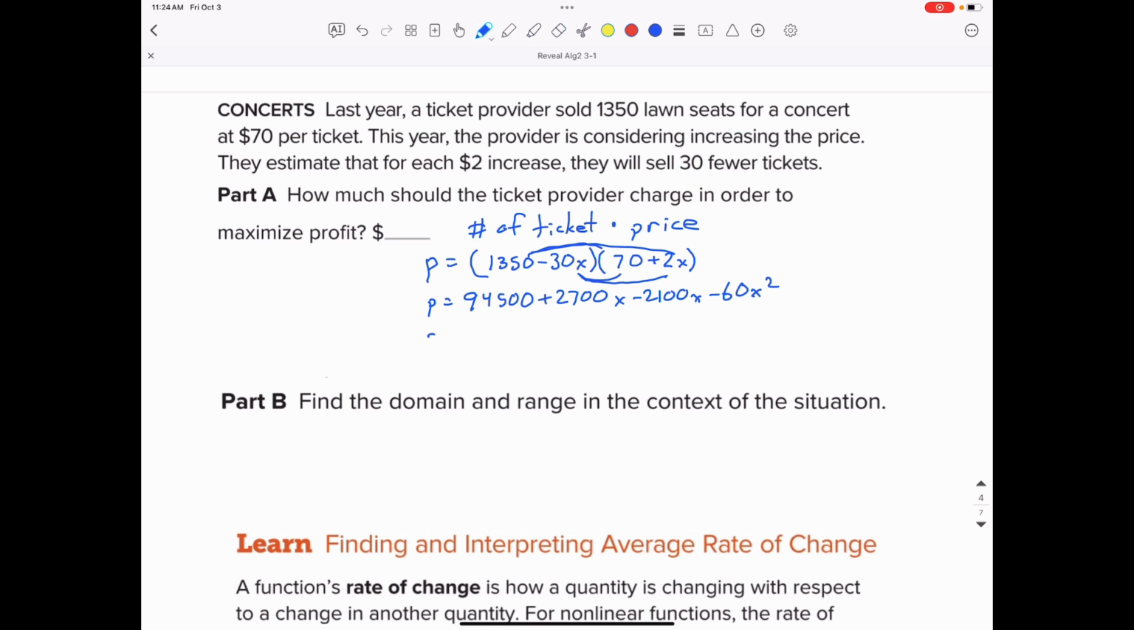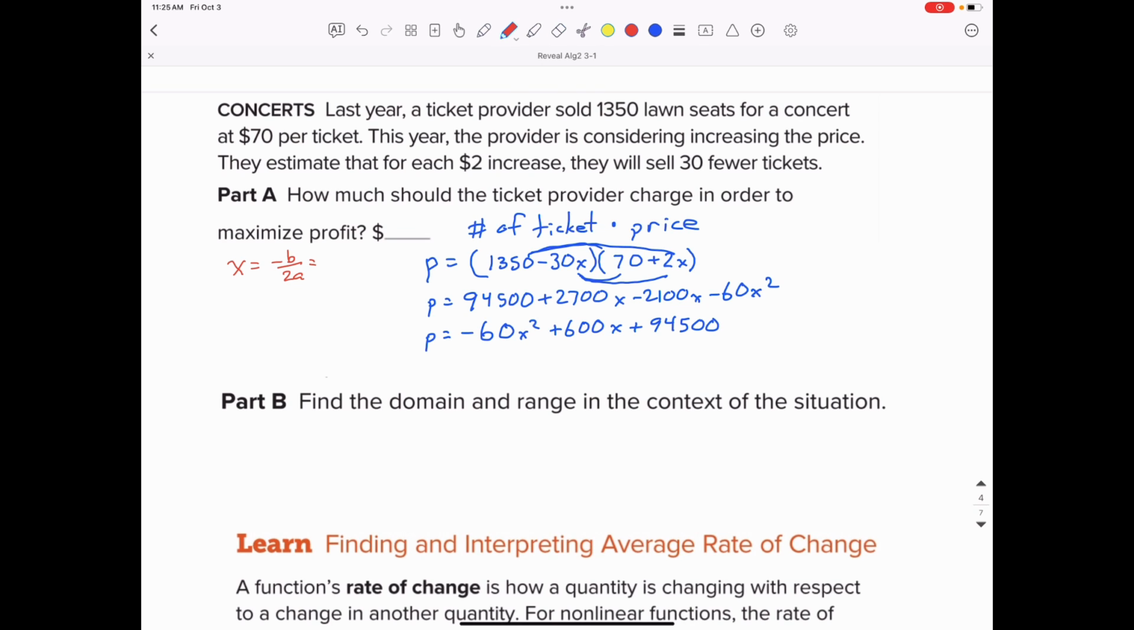And then we need to rewrite that in the standard form of a quadratic equation by putting it in descending order of exponents. So that would be negative 60x squared first. And then we combine 2,700x with negative 2,100x. That'll be positive 600x plus the constant 94,500. So in order to maximize profit, we need to figure out what x is at its maximum. So that means we're going to try to figure out what the vertex is, because the vertex is based upon the maximum. We're going to use the vertex formula, which is x equals negative b over 2a.